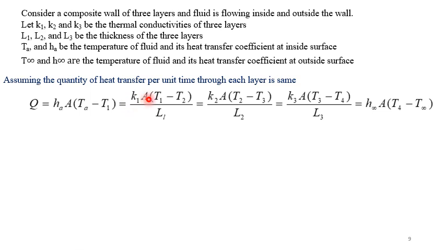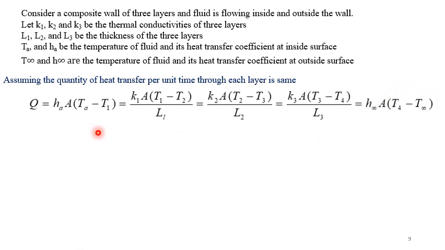K1 A, as per Fourier law of conduction: K1 into A into (T1 minus T2) divided by L1, which is equal to K2 into A (T2 minus T3) divided by L2. This is Fourier law applied to material 2, and similarly Fourier law applied to material 3, which is equal to Newton's law of cooling at the outside.